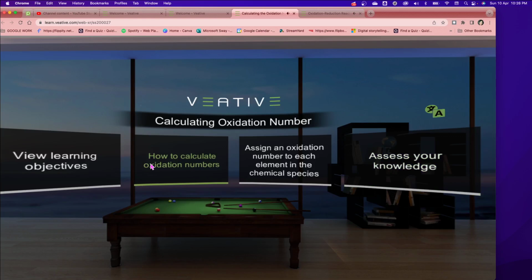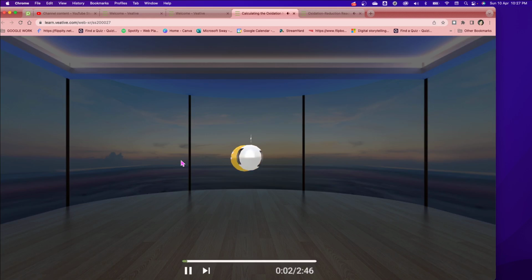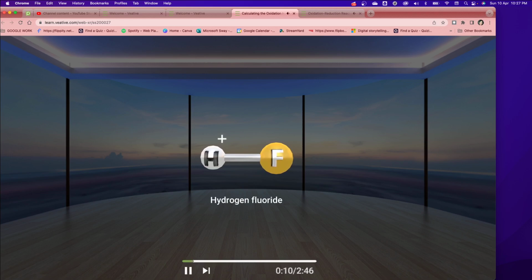How to calculate oxidation numbers. Let's consider the bonding in the covalent compound hydrogen fluoride. If we consider the single bond between the hydrogen and fluorine atoms to be 100% ionic, the more electronegative fluorine gains an electron and acquires a negative charge. The less electronegative hydrogen atom loses an electron and acquires a positive charge.